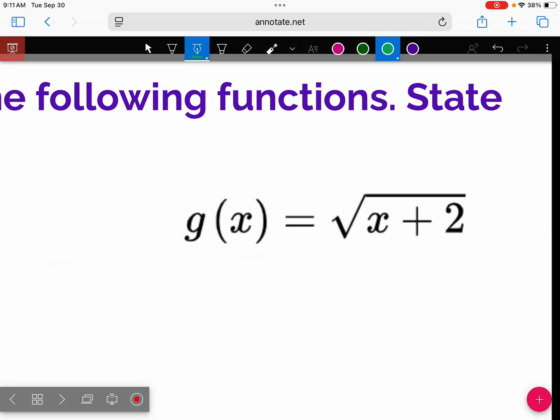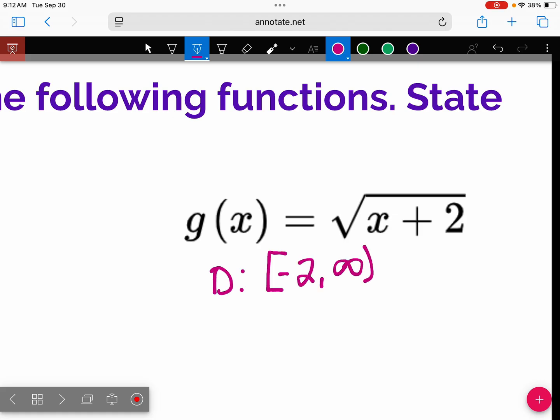What about g of x? What is our domain over here? From negative 2 to infinity. X needs to be greater than negative 2 in order for this to not be imaginary. We do not want to have any negative numbers in my radical. So we need to be from negative 2 to infinity.